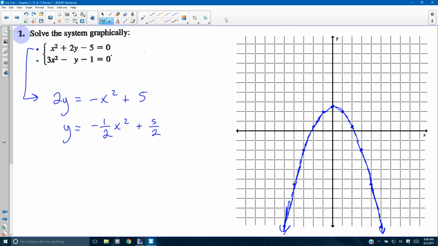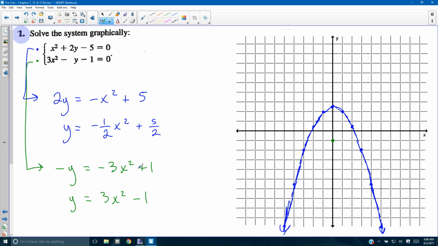Okay, the green equation right here, let's graph this one. This is going to be getting y by itself as well because it's a parabola. Let's subtract 3x squared and add 1. So negative y equals negative 3x squared plus 1. Multiply everything by -1. Y equals positive 3x squared minus 1. So same kind of thing. There's no shift in the horizontal sense, but there's a vertical shift downward. The y-intercept is the vertex at 0, -1.